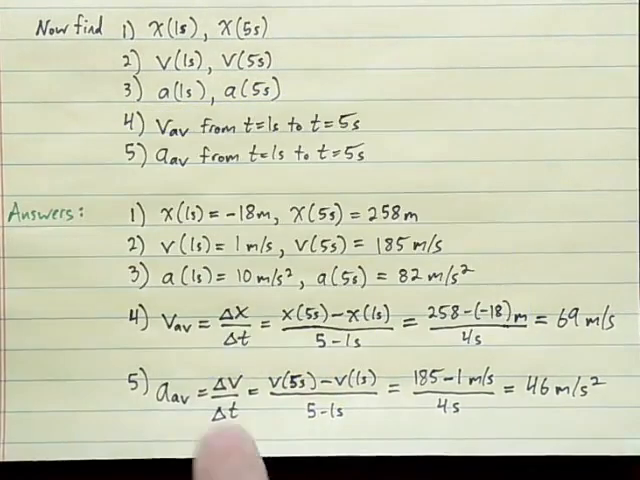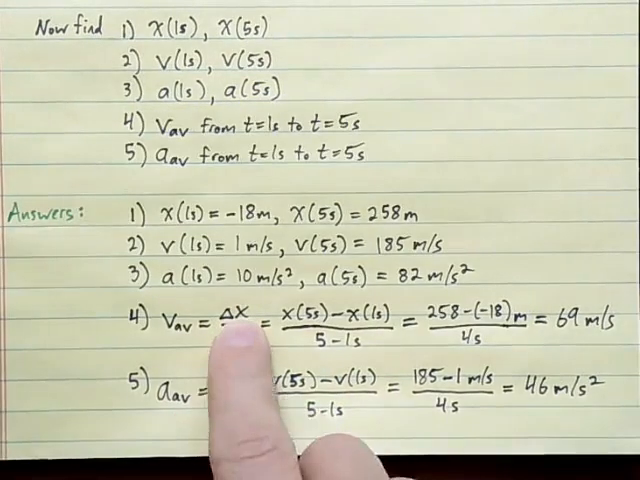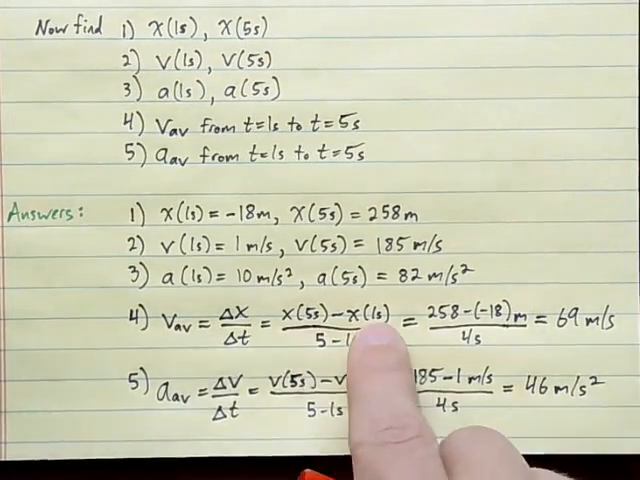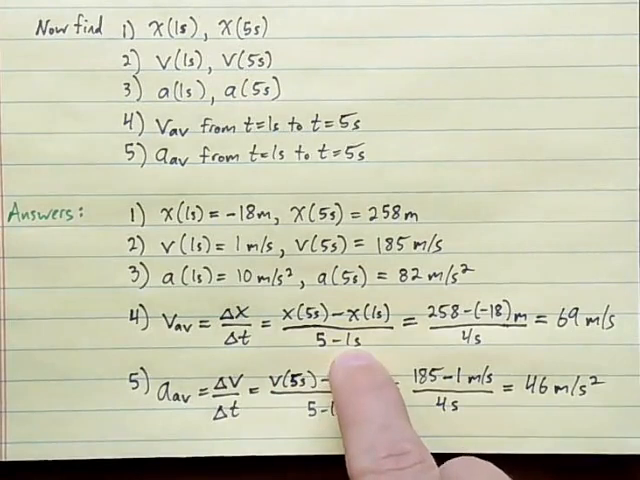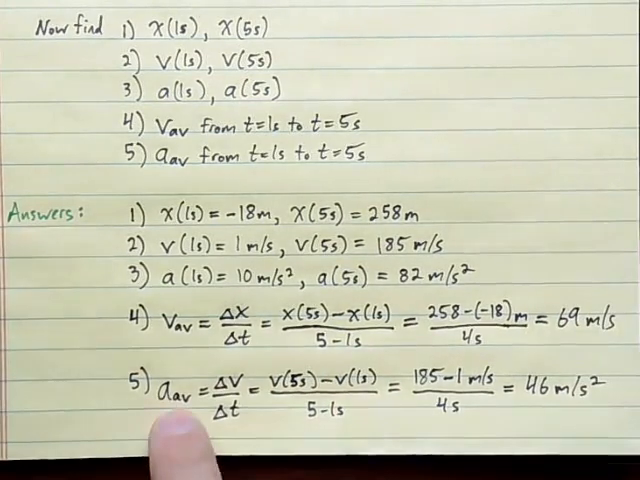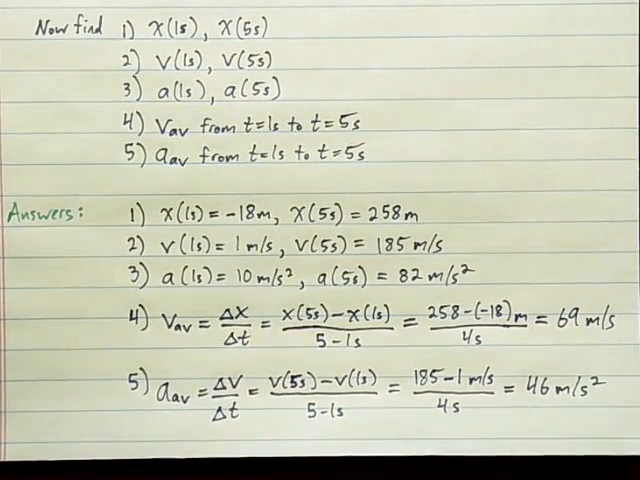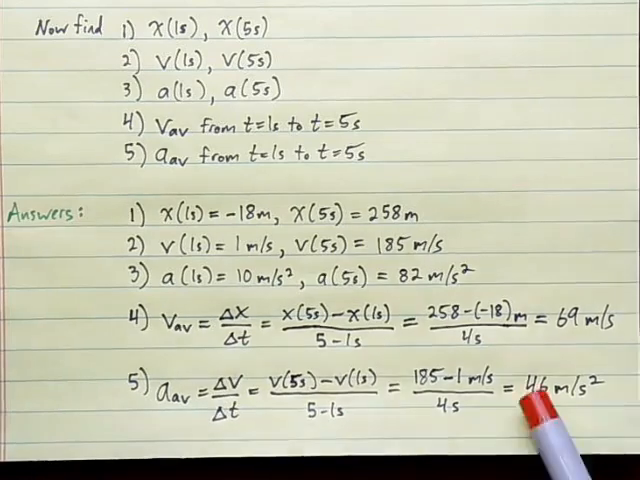So for average velocity, we need delta x. So x at 5 seconds minus x at 1 second over the delta t, 5 seconds minus 1 second. That comes out to be this. And then for average acceleration, delta v over delta t, find your v at 5 seconds minus the v at 1 second over 5 seconds minus 1 second.